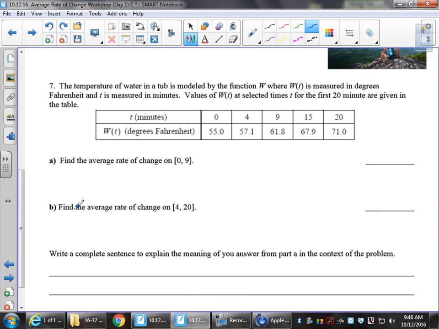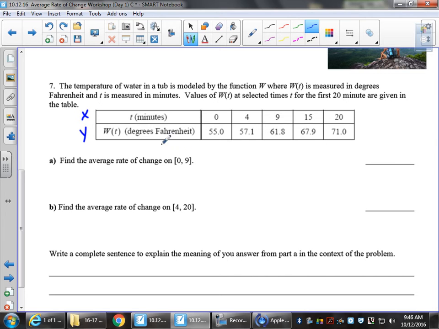Temperature of water in a tub is modeled by the function W, where W of T is measured in degrees Fahrenheit, T is measured in minutes. So for our own little side note here, let's say X and Y. X is minutes, Y is the degrees.